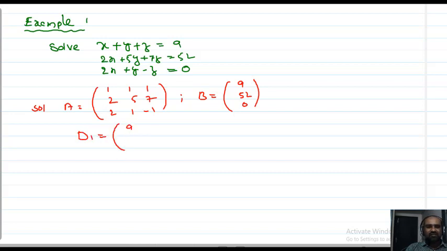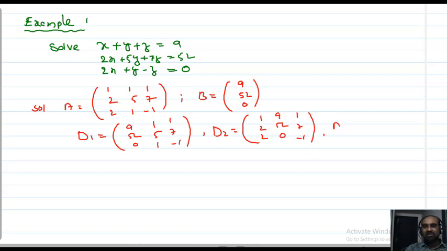What is that? Okay students, D2 is defined as 1 2 2 9 52 0 1 7 minus 1. So D3 is defined as 1 2 2 1 5 1 9 52 0. Students, now you want to find det A, det D1, det D2, det D3. After that you can find x and y and z values.